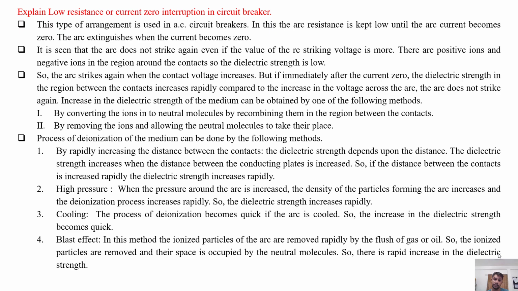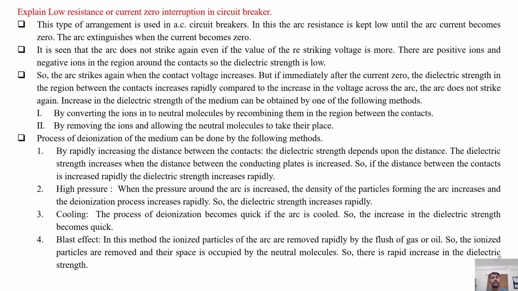Blast effect. In this method, the ionized particles of the arc are removed rapidly by the flush of gas or oil in the medium. So the ionized particles are removed and their space is occupied by the neutral molecules. So there is a rapid increase in the dielectric strength.